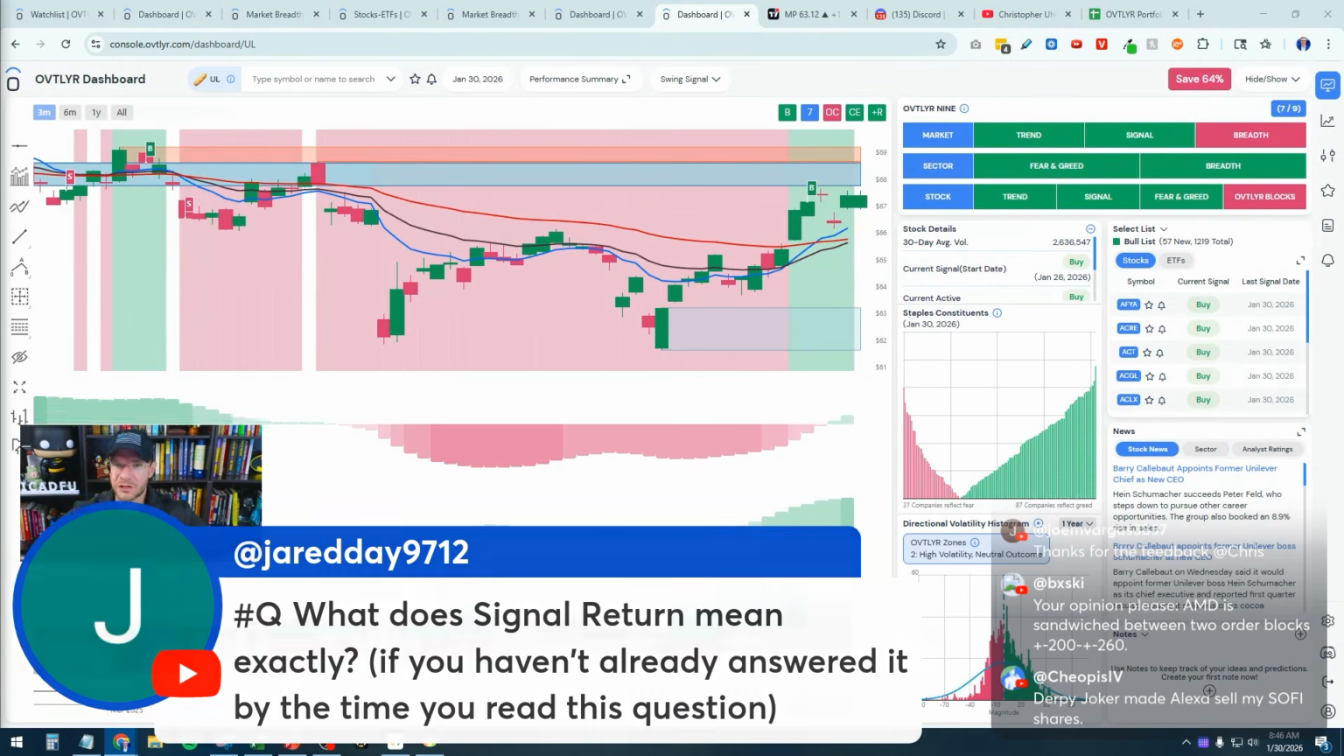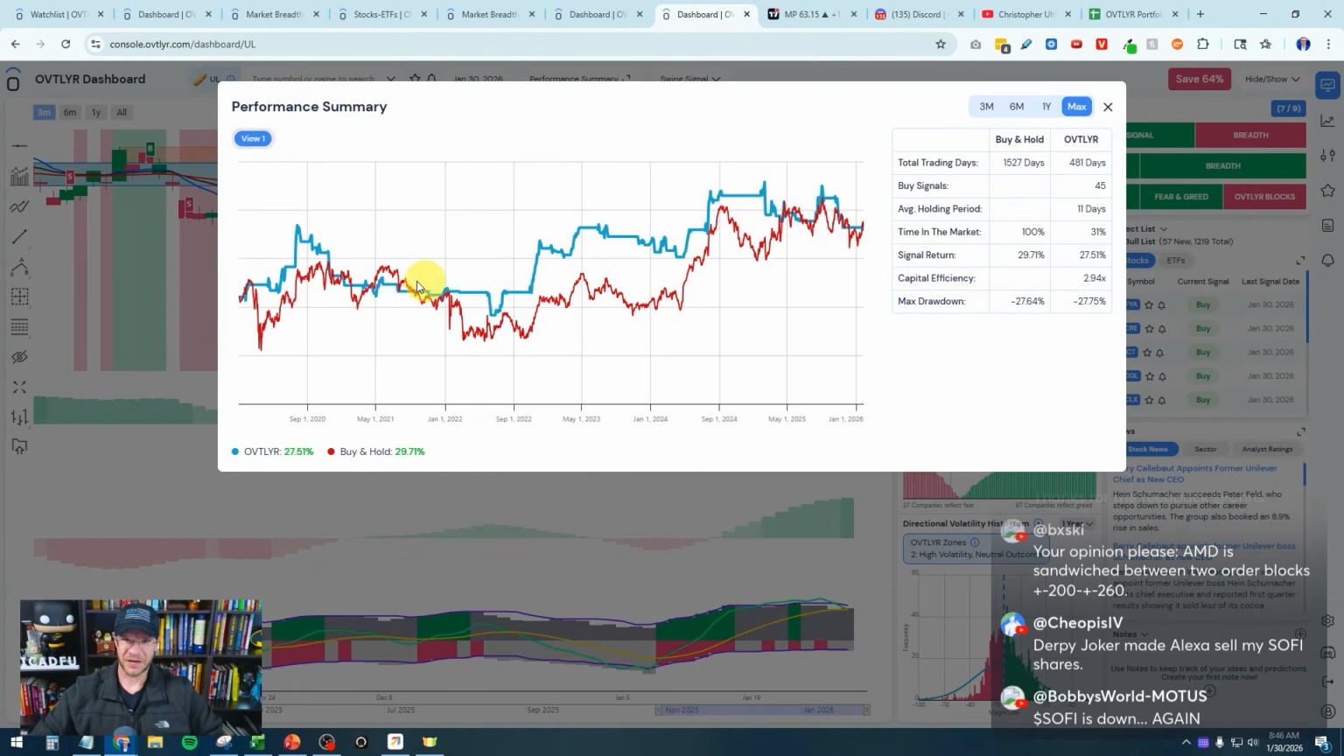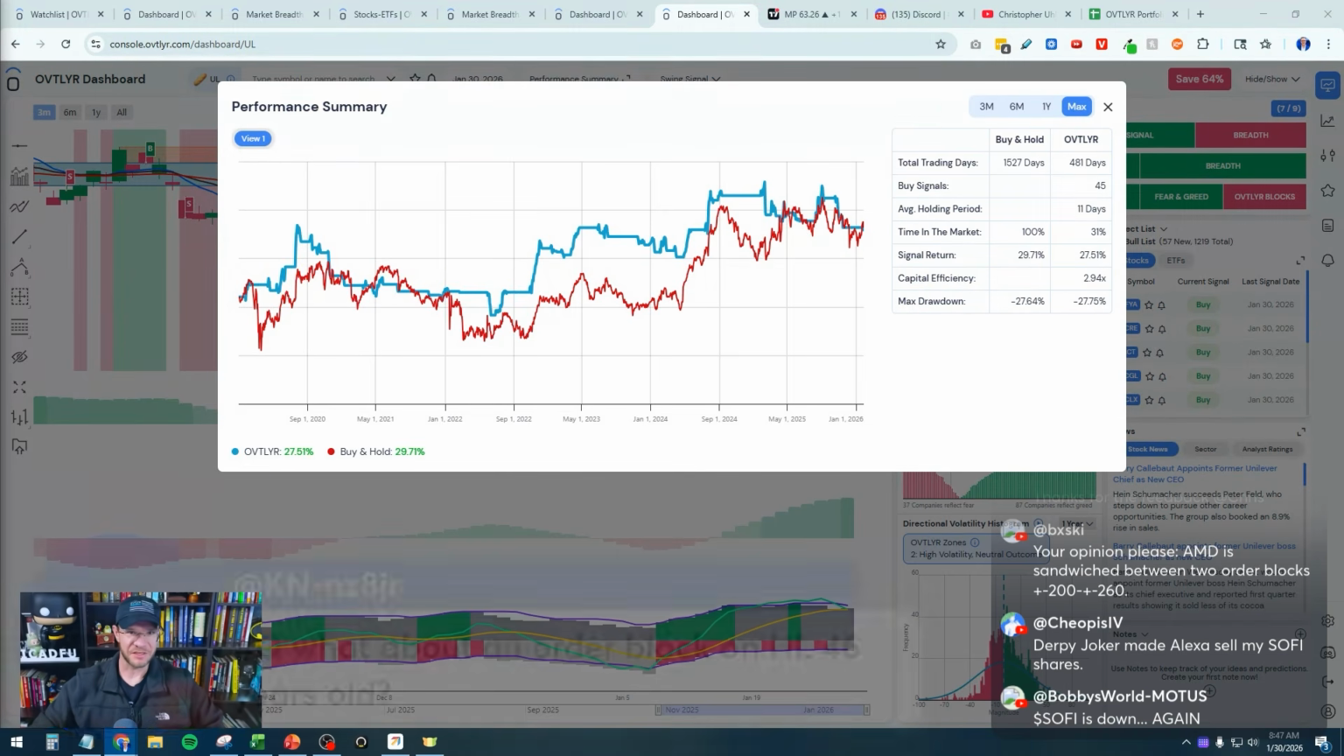What does the signal return mean exactly? Well, it takes the combination of the buy and sell signals with the price. I mean, it's literally just, hey, buy, enter, sell, exit. That's as simple as it gets.